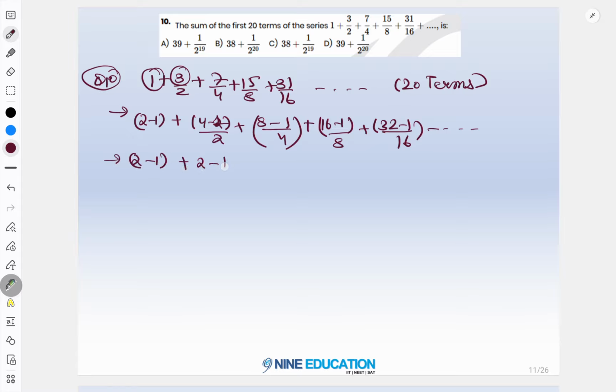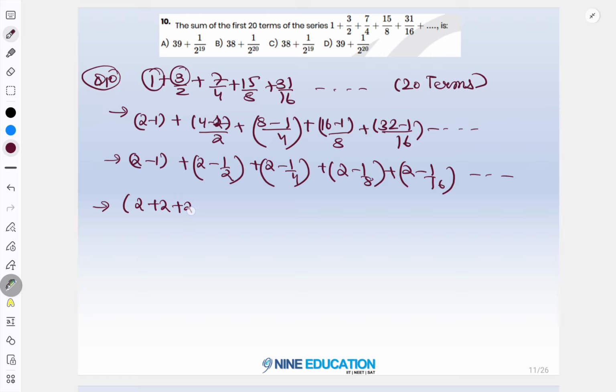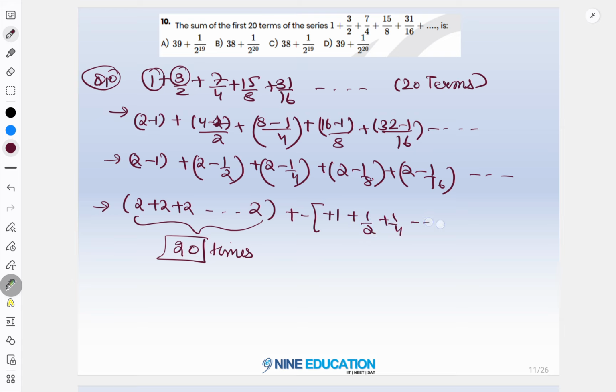Now what is that pattern? It is 2 minus 1. If we separate, 2 minus 1 by 2, this will be 2 minus 1 by 4, this will be 2 minus 1 by 8, this will be 2 minus 1 by 16. Collect all the 2s in one bracket, 2 plus 2 plus 2, and so on up to 20 times. And this will be minus 1, minus, you can take it here, plus 1 by 2 plus 1 by 4, and the rest of the terms till 20 terms.